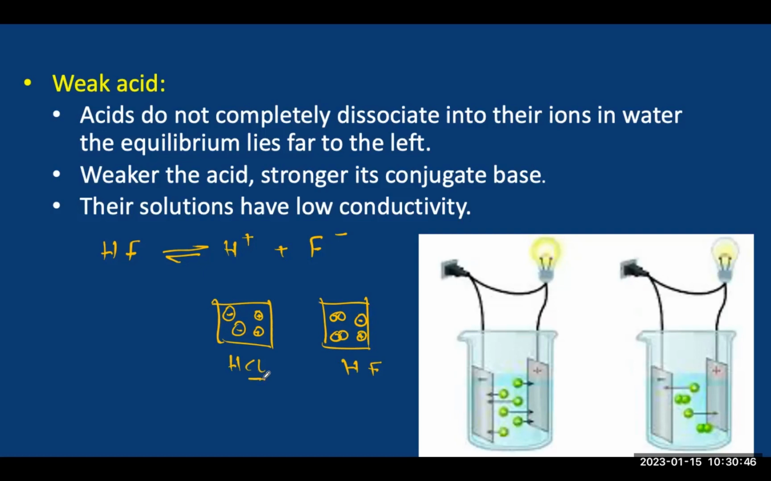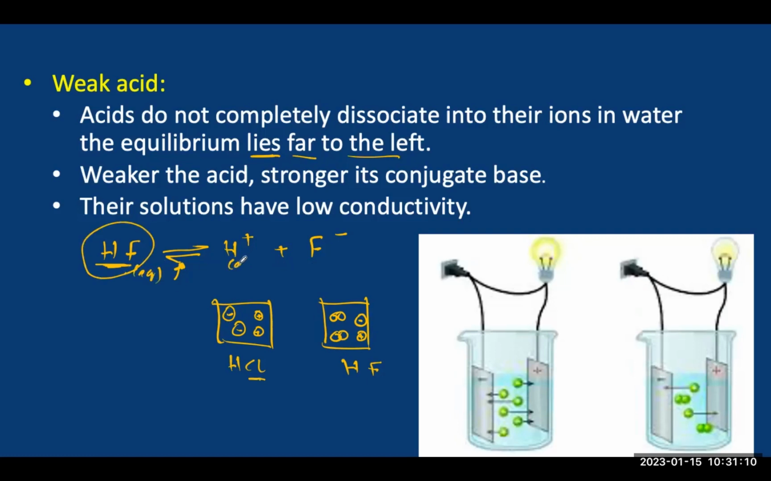Inside the strong acid solution, we have all ions. Inside the weak acid, we have molecules and we have ions. So we have both products and reactants. That's why we still have an equilibrium. But the huge amount will be reactants. That's why we say that the equilibrium lies far to the left, which means we have more reactants than products.